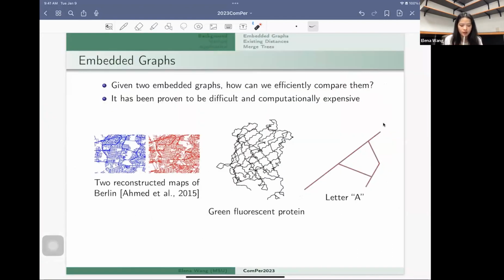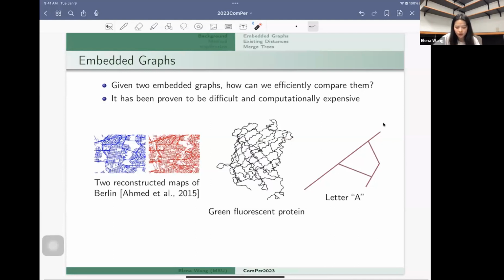So our initial motivation is that given two embedded graphs, how can we efficiently compare them? It has been proven to be a difficult and computationally expensive problem. However, there are some practical uses of studying this. So below are three examples of embedded graphs. The first one is a set of two reconstructed maps of Berlin. If we compare and somehow quantify the differences of two road maps from different time periods of the same city, then we can tell how the city has evolved and changed over time.